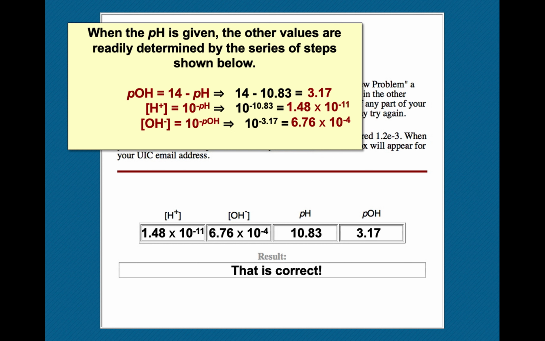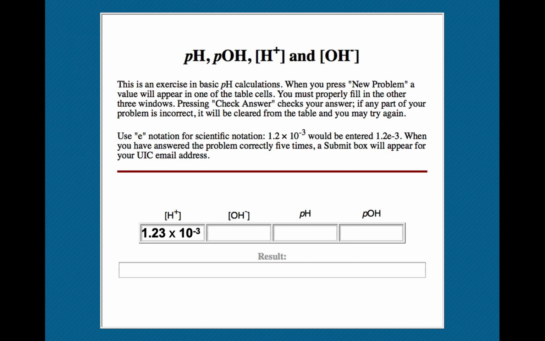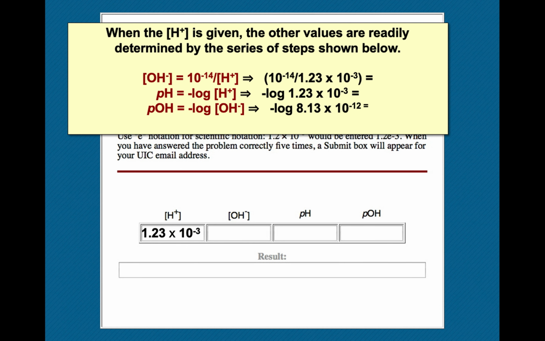Now, of course, every time you hit new problem, you get a different array. Let's do one more. Here we are given hydronium. We need hydroxide, pH, and pOH. Hydroxide is going to be 10 to the minus 14 divided by the hydronium. Here's our math. 8 times 10 to the minus 12. Our pH is minus log hydronium. Simply type it in, hit log, change the sign. And pOH, we could take our OH value that we have here, simply take its negative log, and we're 11.09.